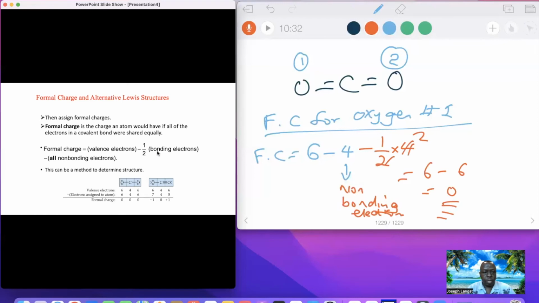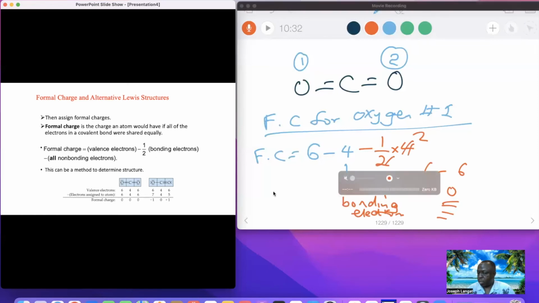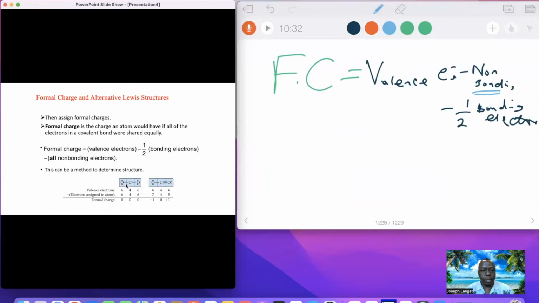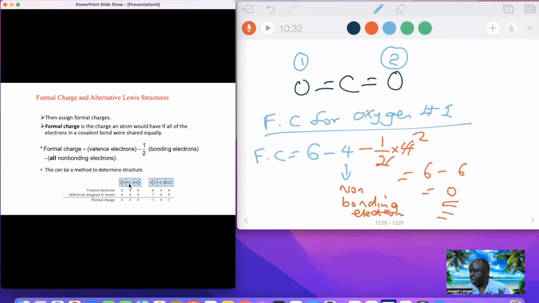The other uses a different approach, but it's going to work the same way. If you say valence electrons minus non-bonding electrons on that atom minus a half of the bonding electrons. Half bonding here means there are 2 electrons in each line. So here we have 2 electrons, and then here we have 2 electrons. Therefore, the 4 is coming right there.